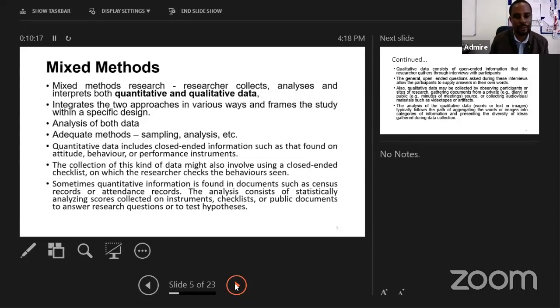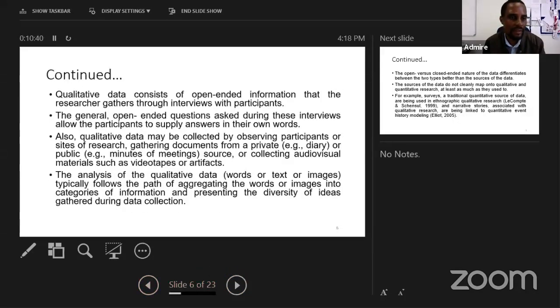Whereas if you're operating from a qualitative research methodology, you tend to use what we call open-ended questions. So you allow the informant or the respondent to speak a lot and explain many issues without trying to constrain them to focus on a particular issue that you set out to investigate. I think that's what I was talking about: qualitative data tend to focus more on open-ended information, which the researcher gathers through interviews with participants.